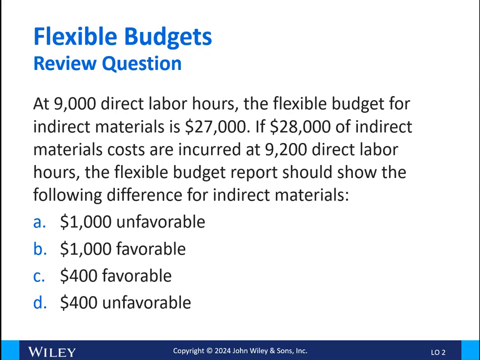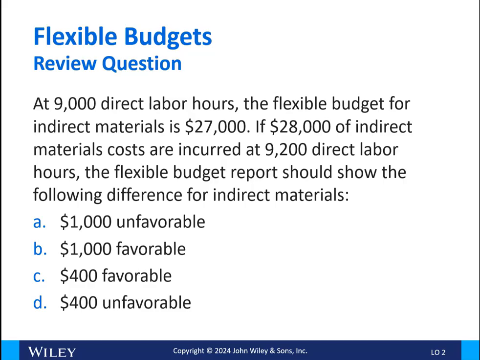So another review question. At 9,000 direct labor hours, the flexible budget for indirect materials is 27,000. If 28,000 of indirect materials are incurred at 9,200 direct labor hours, the flexible budget report should show the following difference for indirect materials. So indirect materials is budgeted at $27,000 at 9,000 direct labor hours. Our actuals were 28,000, and our actual direct labor hours was 9,200.